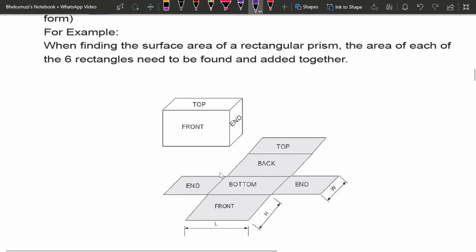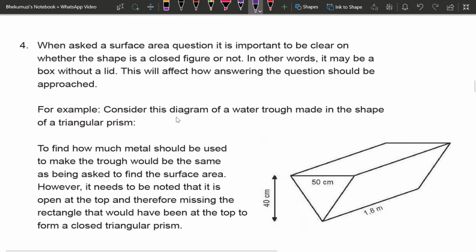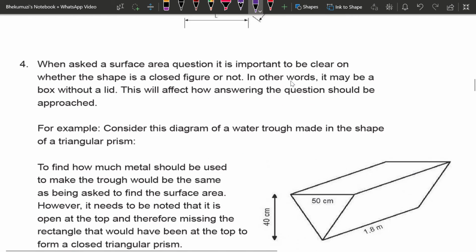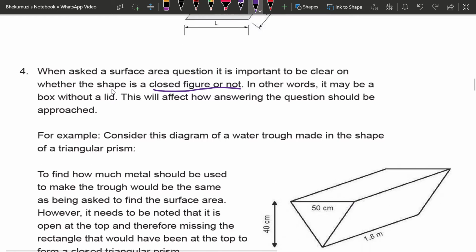So for instance, we have a rectangular prism here, and they say to us, we must find the surface area. What would that mean? When you have to unfold it, right? It would mean that you would calculate the area of the top part, the back part, the bottom part, the front part, and both the ends. So you would have calculated all that area together, and that would have given you the surface area of the rectangular prism, right? So when asked a surface area question, it is important to be clear, right? It's important for you to be able to identify whether or not one of the pieces is excluded or included, meaning that it is open or closed, right? So whether the shape is a closed figure or not. In other words, it may be a box without a lid, right?